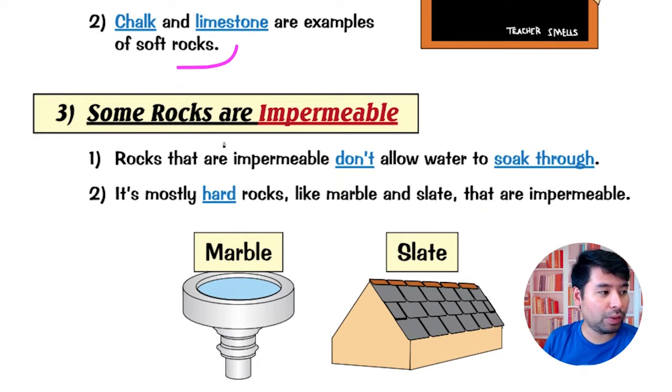Number 3, we have this one here. Some rocks are impermeable. Do you know this word? An easy way to explain it is that rocks that are impermeable don't allow water to soak through. For example, if you put that kind of stone into the water, no water will go inside the stone. Let me see if I have a pronunciation here for you. Listen to that. Impermeable. So soak through, water doesn't get inside. That is the point of the stone.